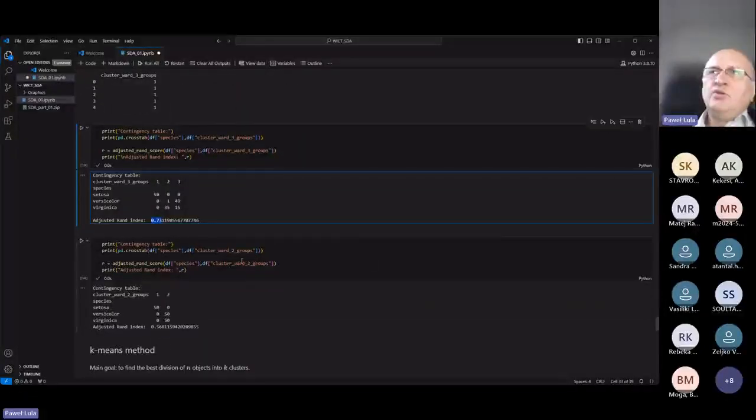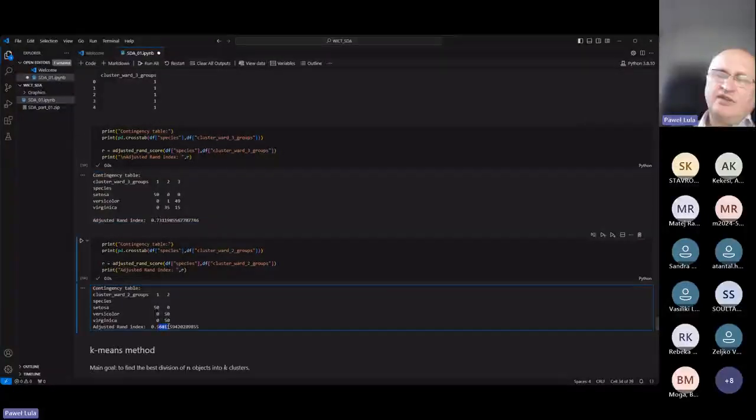When we use 2 groups produced by Ward's method, the results are here. We see Rand index is here, 0.56, very similar to single linkage method. So rather poor classification.